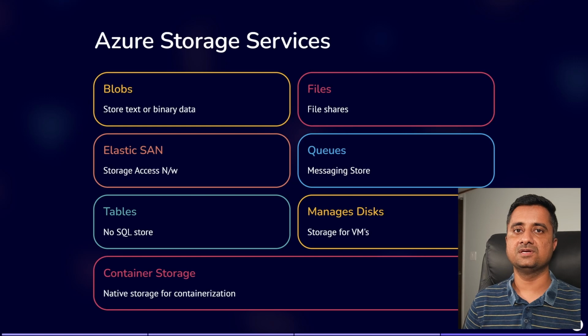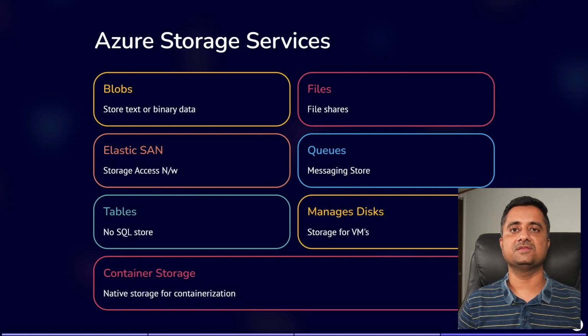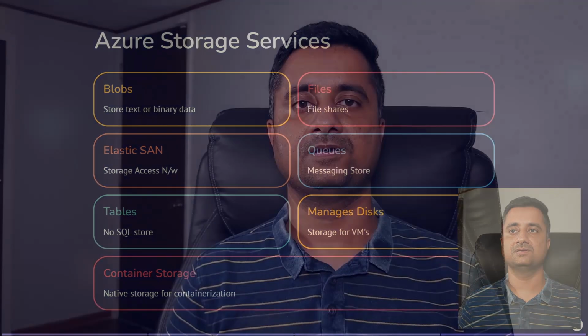They do have queues. Typically they're used as a message store where you can store your items in the queue, then retrieve them and use them. The next option is tables, which is a NoSQL store. If you have schemaless flat data, you could use Azure tables. The next one is managed disks, which are used mostly for your virtual machines within Azure. And the last one is container storage, which is a native storage solution that could be used within your containerization of applications.